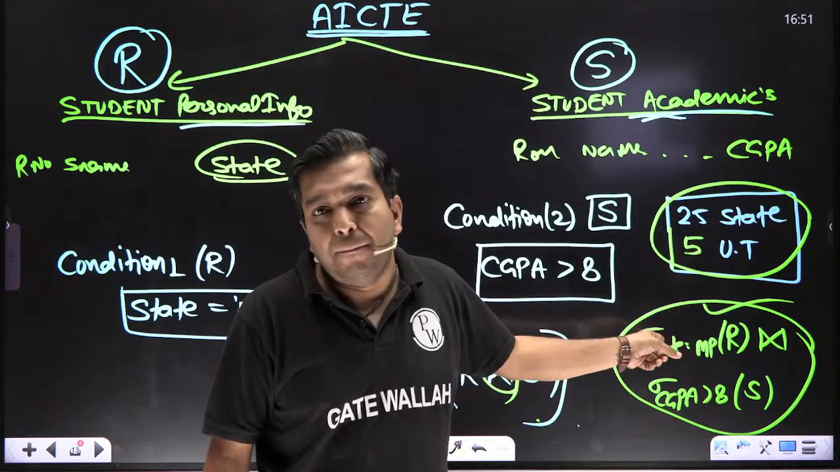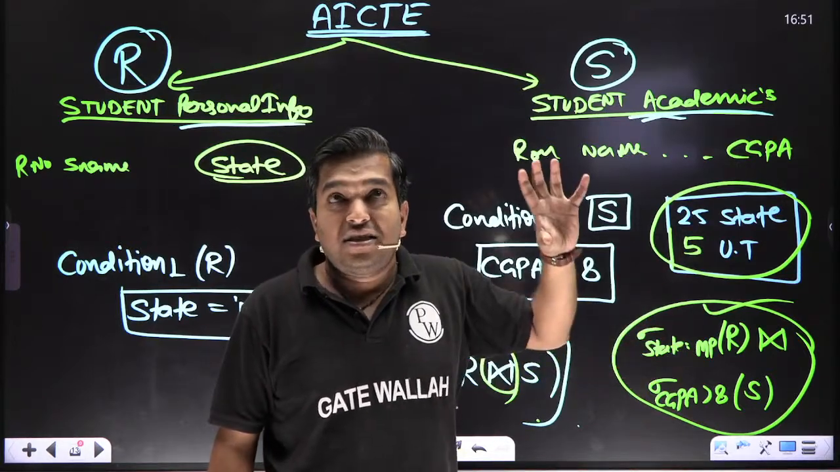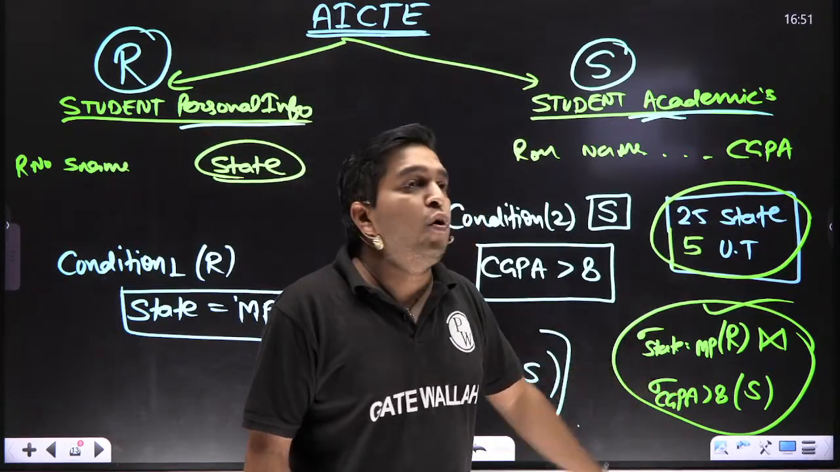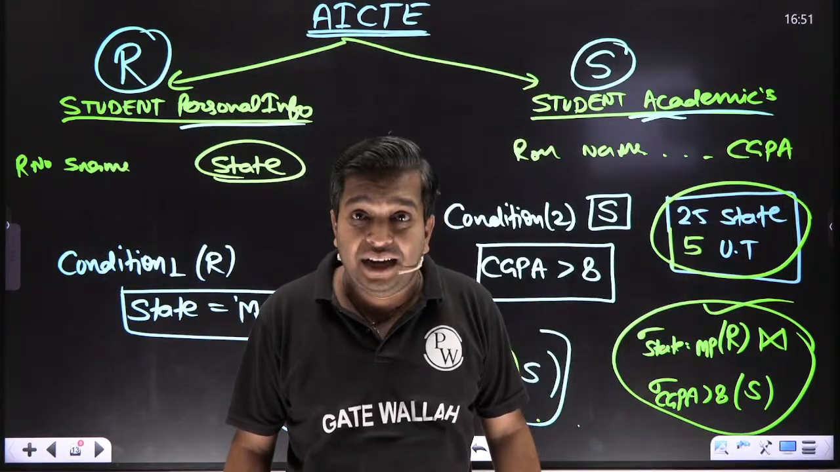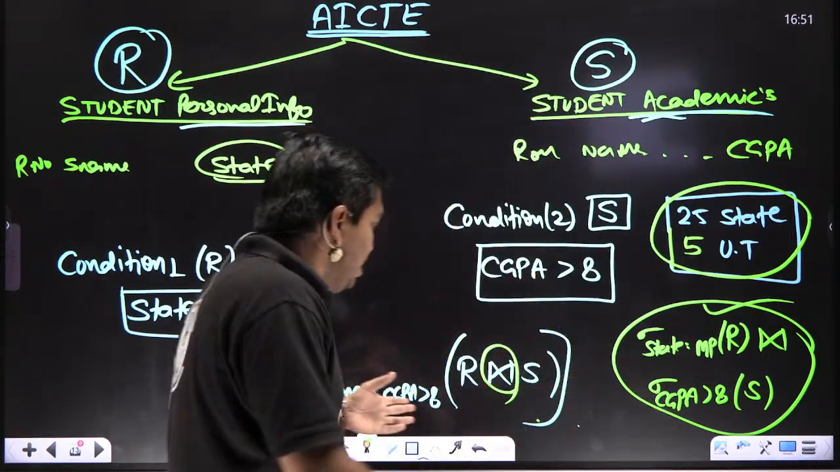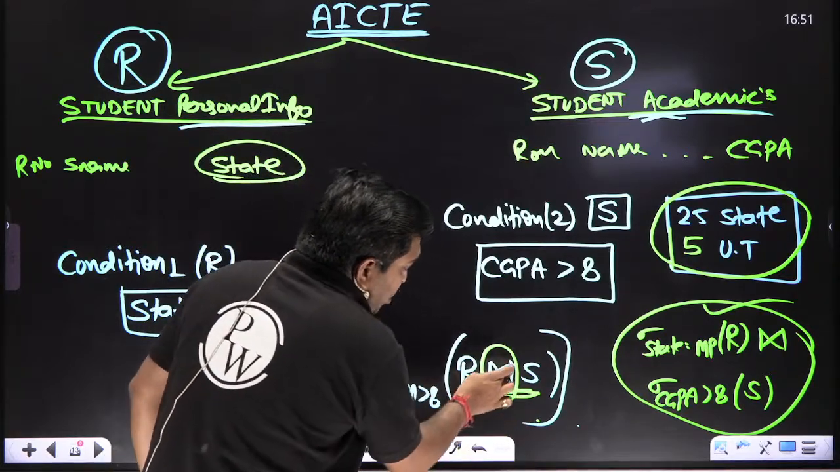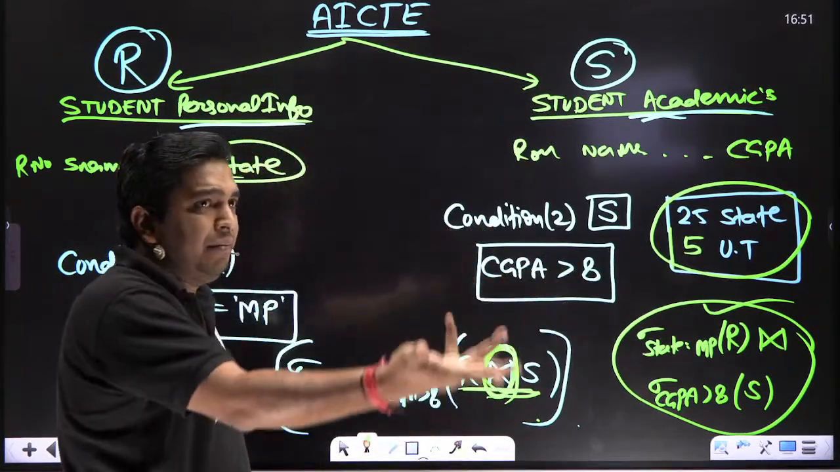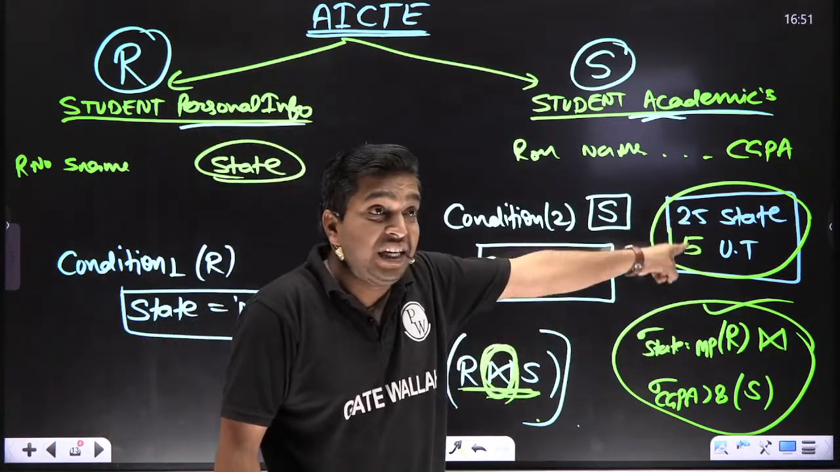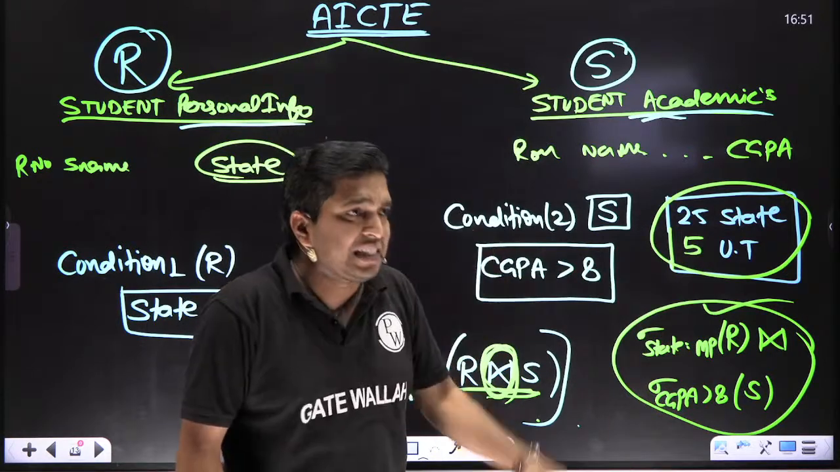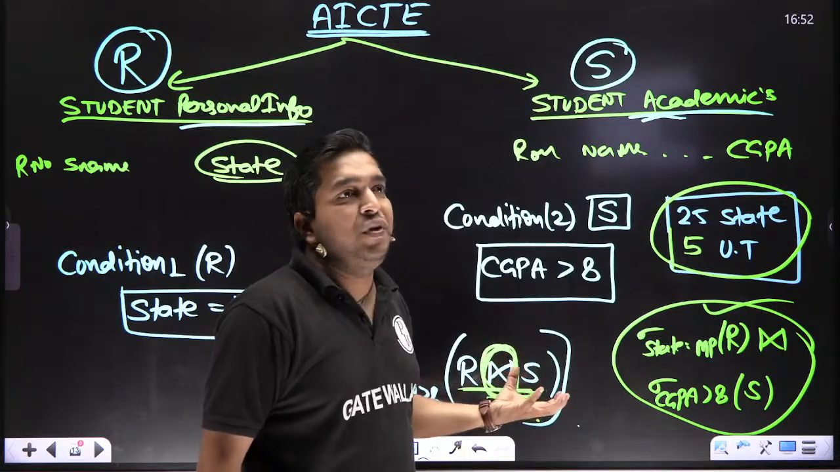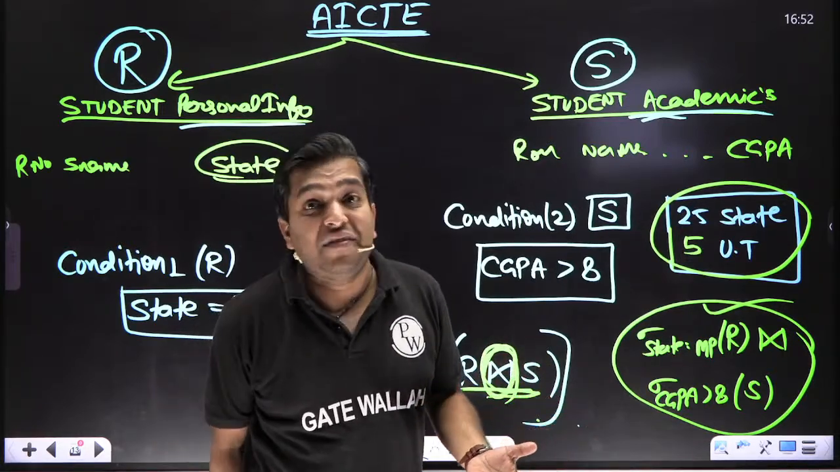You consider only MP students. So let's assume how many fewer tuples you will get. And when you apply CGPA greater than 8, you will get very few tuples from the S table. Otherwise, once you join, the join will happen based on roll number. So here you will get the tuples from 25 states and 5 union territories, plus CGPA 0 to 10, each and every student.